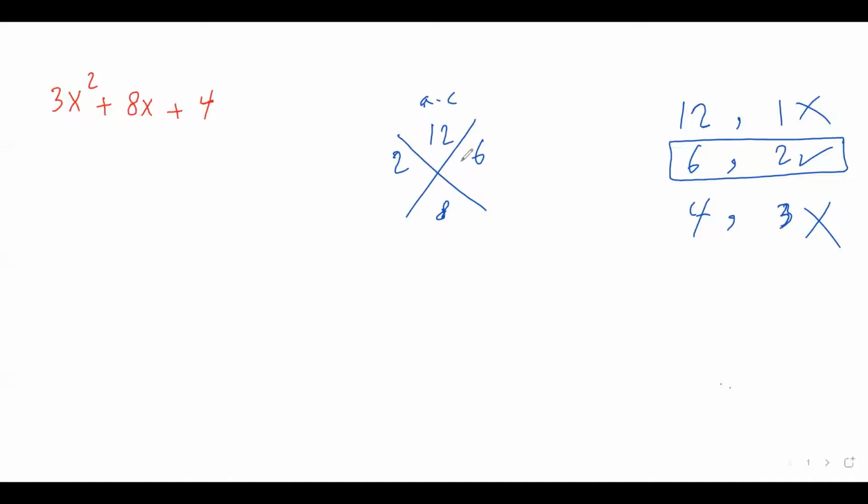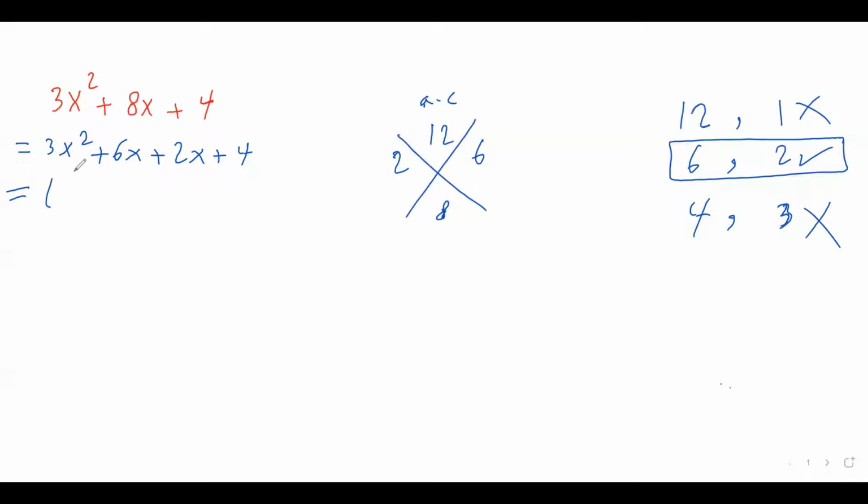Once you figure out those two numbers, the next thing you need to do is to break down that middle term into those two numbers. So I write 3x squared. Instead of 8x, I should say plus 6x plus 2x. And then I have a plus 4. Now I have a quadratic with 4 terms, so I can use factor by grouping and then factor.